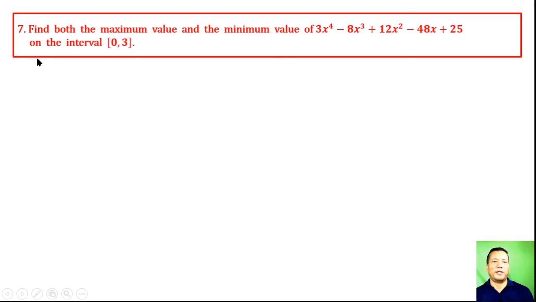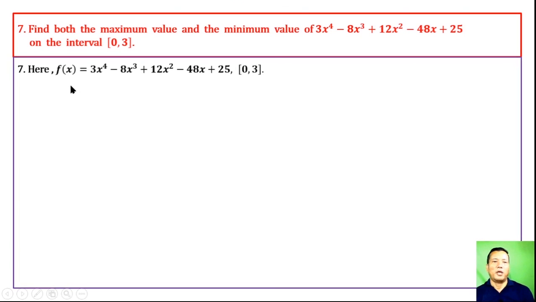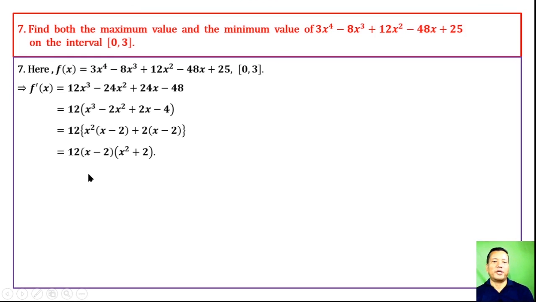For question number 7, find both the maximum value and the minimum value of this function on the closed interval 0, 3. f of x is this, whose first order derivative is this. Factorizing, we get this. For critical points or extreme values, we put f dash x equal to 0 and solving, x equal to 2 only.